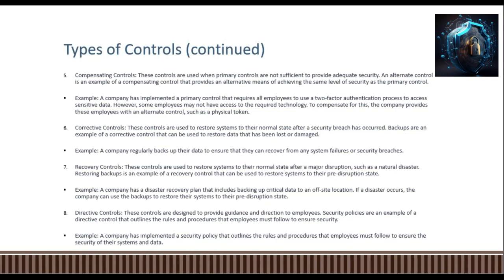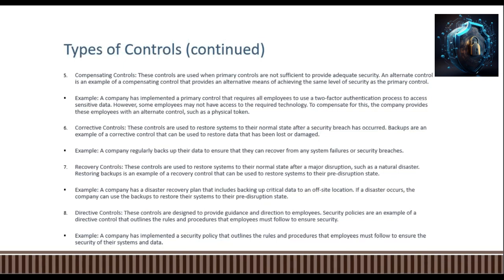Corrective controls. These controls are used to restore systems to their normal state after a security breach has occurred. Backups are an example of a corrective control that can be used to restore data that has been lost or damaged. Example, a company regularly backs up their data to ensure that they can recover from any system failures or security breaches.